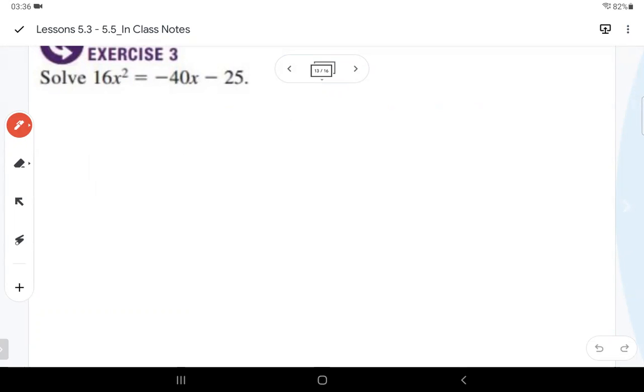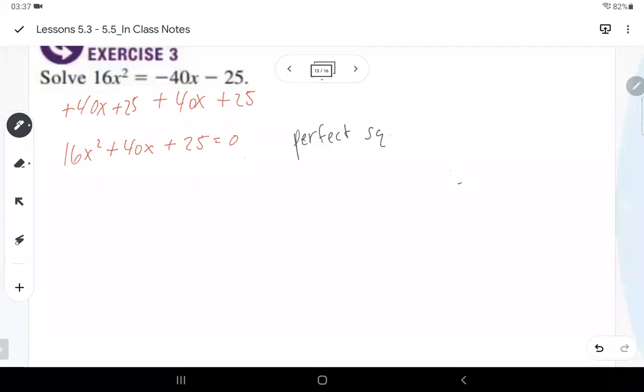Okay, for this one, we can see it's not in standard form and we don't have a 0 on either side. So we're going to add 40x and 25 to both sides. That's going to leave us with 16x squared plus 40x plus 25. What you really need to see here is that this would be classified as a perfect square trinomial.